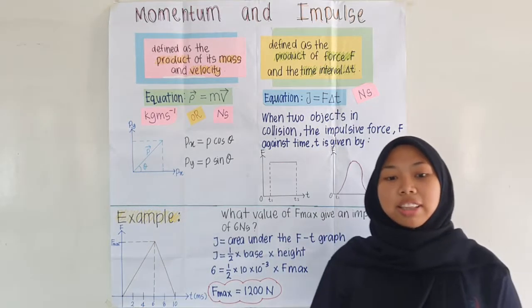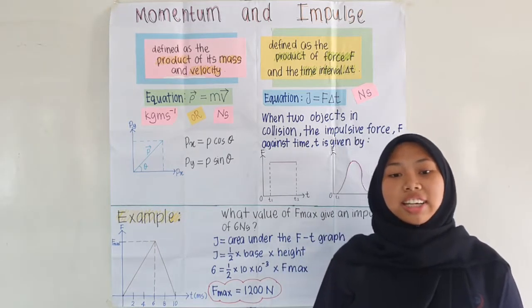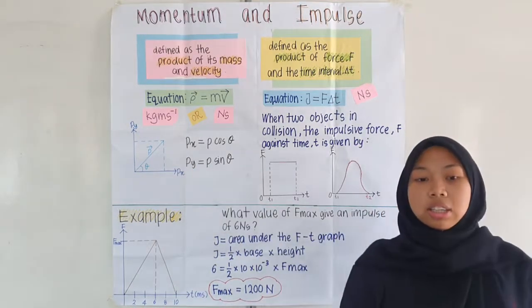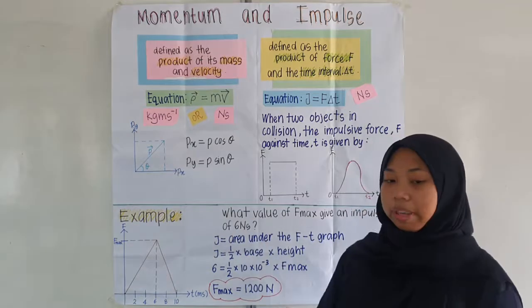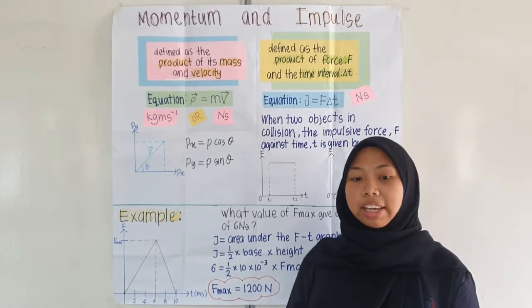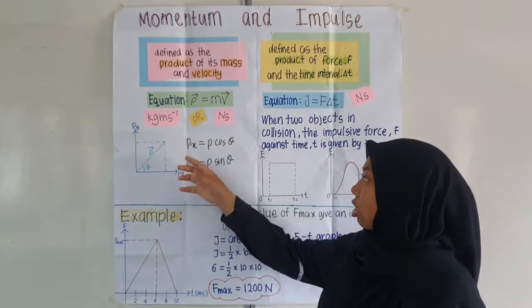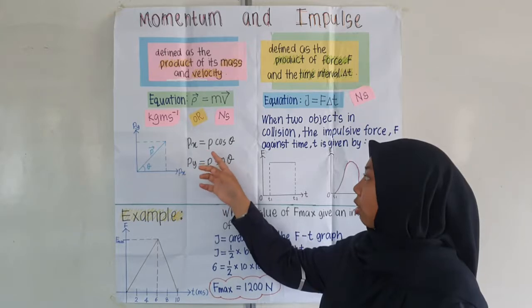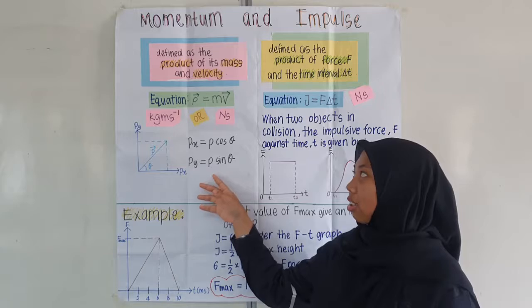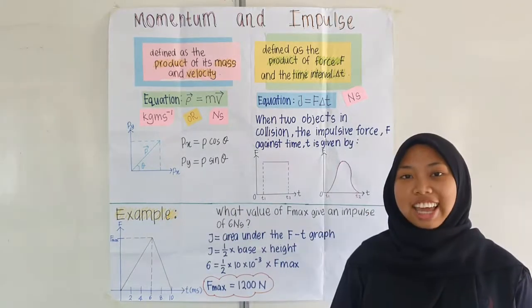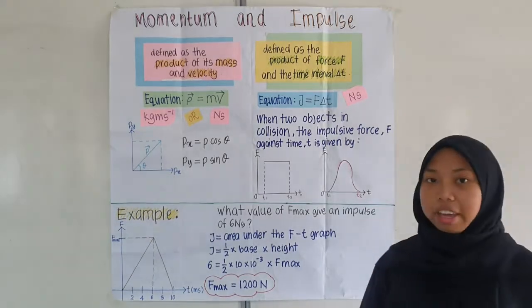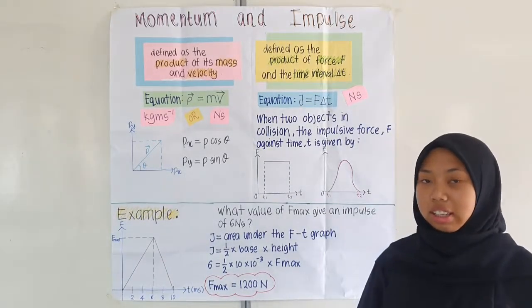Next, since momentum is a vector quantity, it has direction and can be resolved into x and y components. Consider a momentum P at an angle theta from the horizontal. So we can find Px equal P cos theta and Py equal P sin theta. That is for momentum.